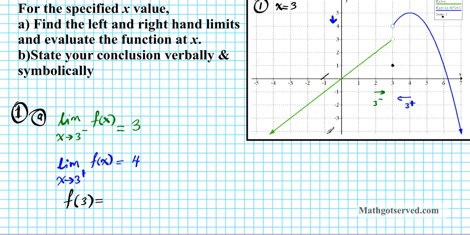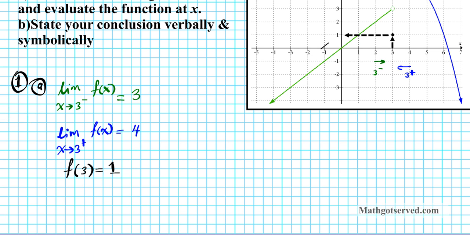So we go from 3 to the line, and then what's the output? The output is 1. Okay, so we can clearly see here that f of 3 is 1. Okay, so that answers the A part. Now, what do all this mean in the context of limits and continuity?